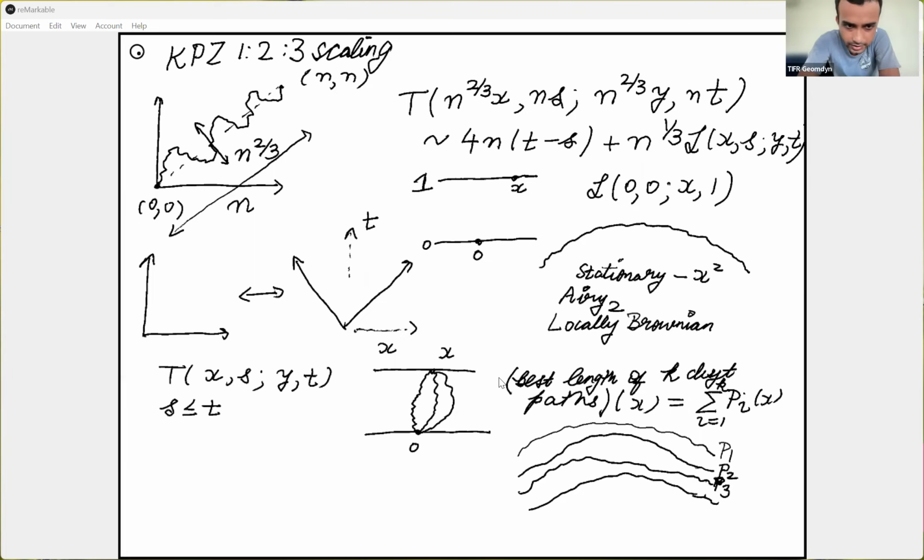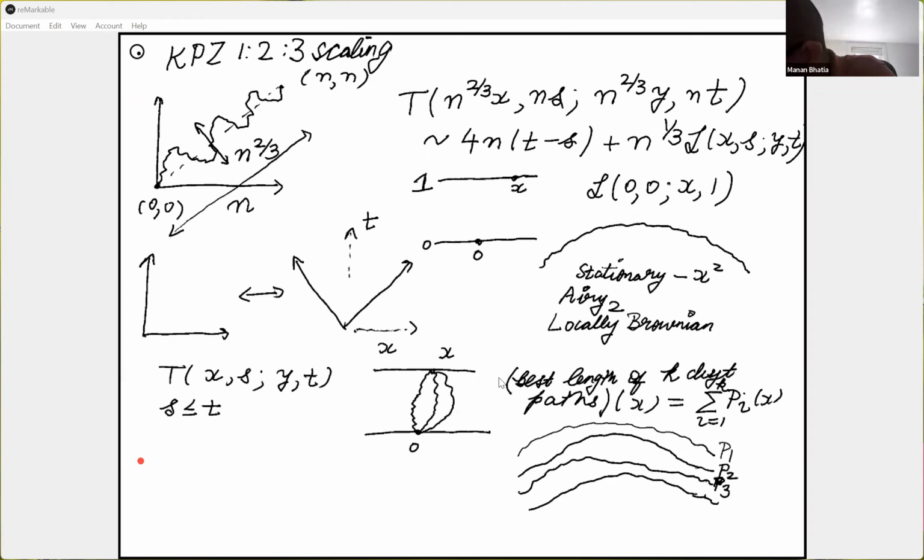So what do you exactly mean by the best length of k disjoint paths? Okay, right. Sorry about that. I should tell you that we can define lengths in the directed landscape. Just as we define lengths in last passage percolation, we can also define lengths in the directed landscape, and I'll quickly write that.